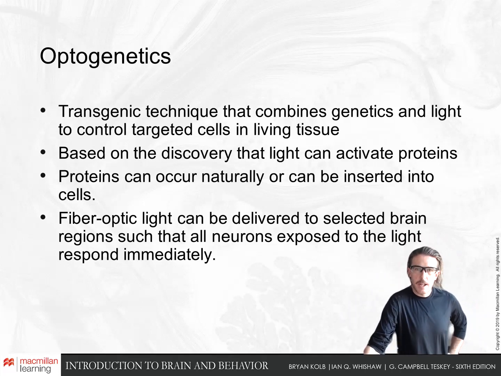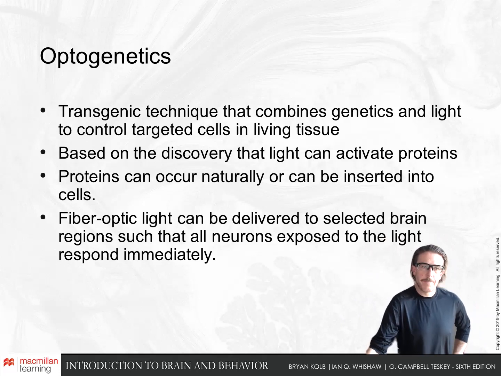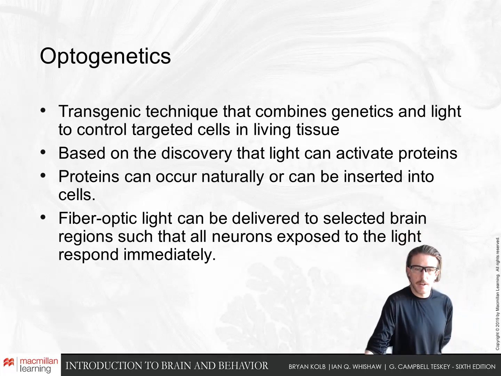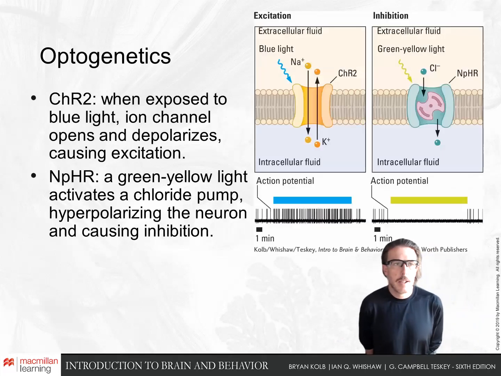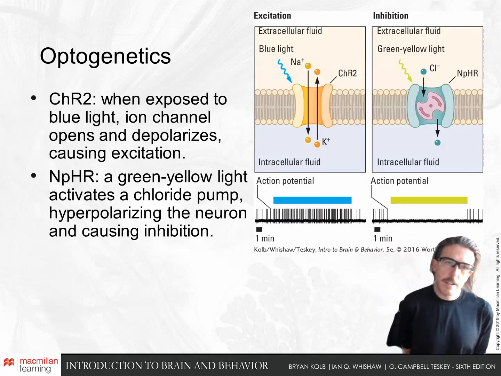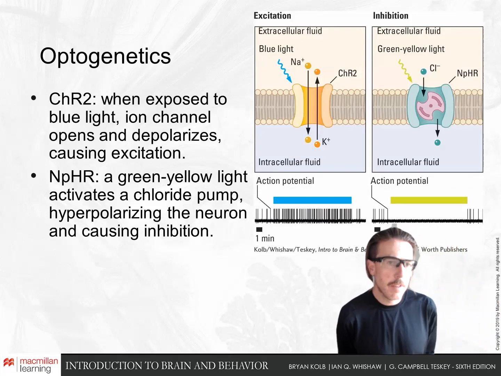And it's based on the discovery that light can activate certain proteins, these light receptors. These proteins can occur naturally, or usually they're experimentally inserted into cells, and then a fiber optic can be delivered into a particular brain area such that only certain brain areas get shone with light, and only those cells get activated in this optogenetic technique. Here are two examples of the types of receptors that can be added into viruses and made to be expressed in the cells of animals in particular brain areas.